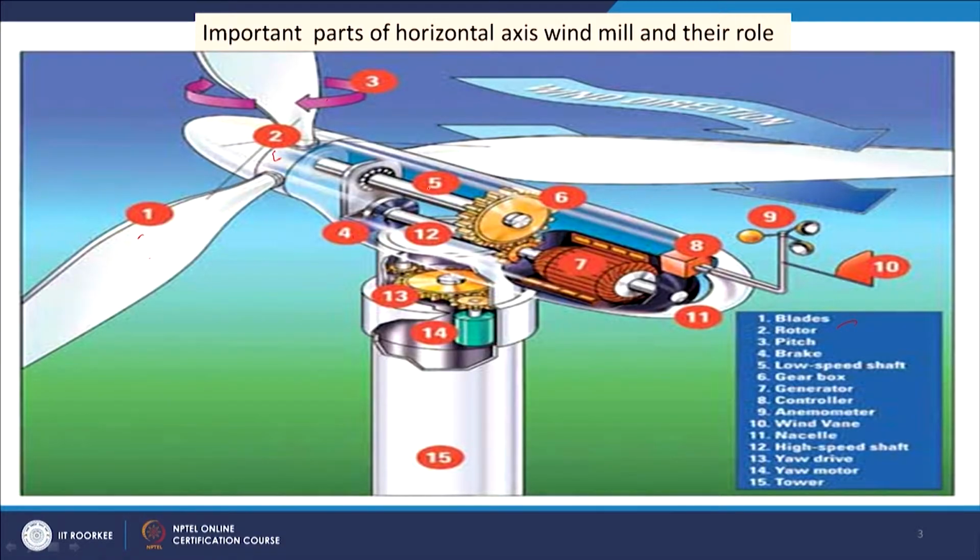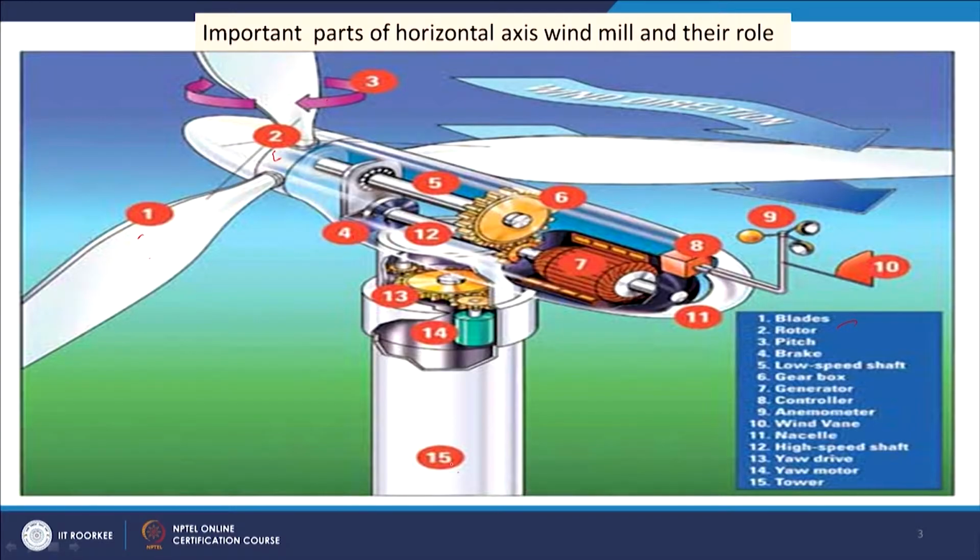speed shaft, and 6 is our gearbox and 7 is our generator, and then 8 is a control unit and controller, and 9 is your anemometer and 10 is your wind vane, and then 11 is your nacelle, and then 12 is our another shaft, that is high speed shaft, and then 13 is our yaw drive and 14 yaw motor and 15 our tower. This figure shows us different important parts of the horizontal axis windmill.